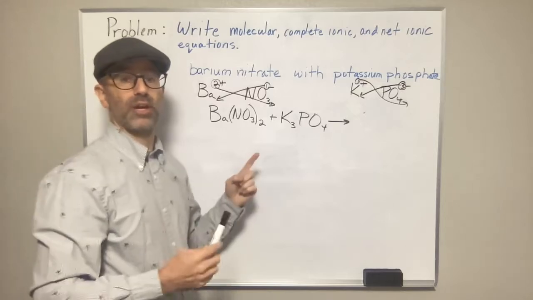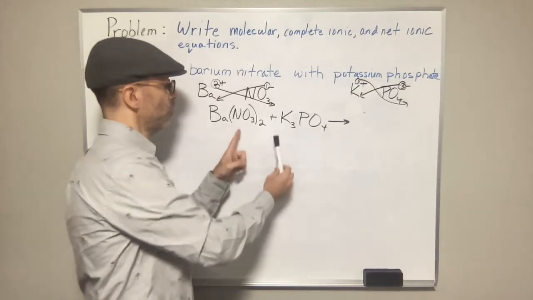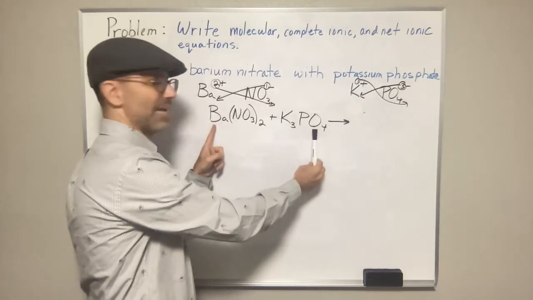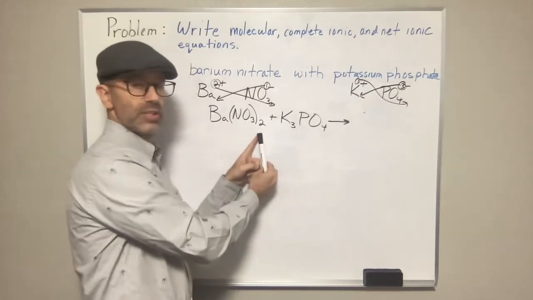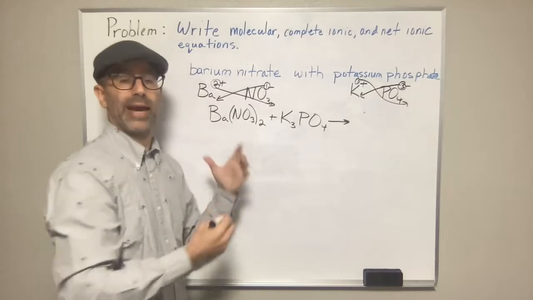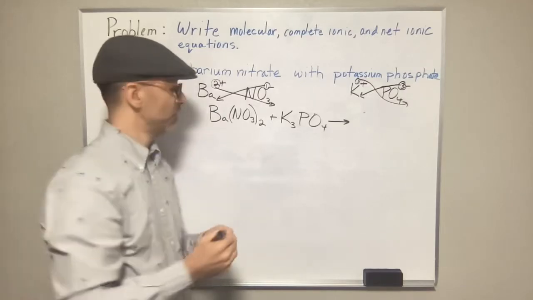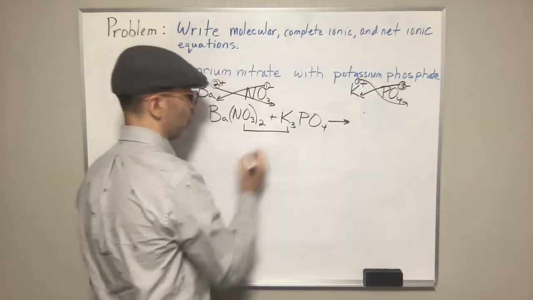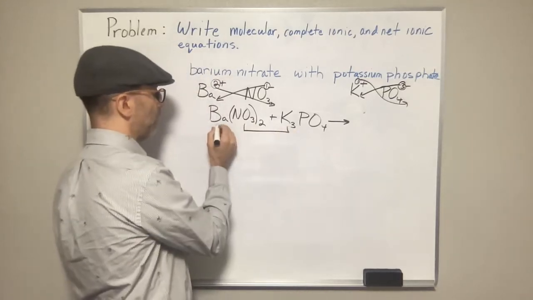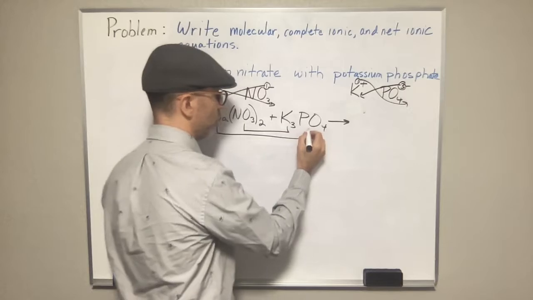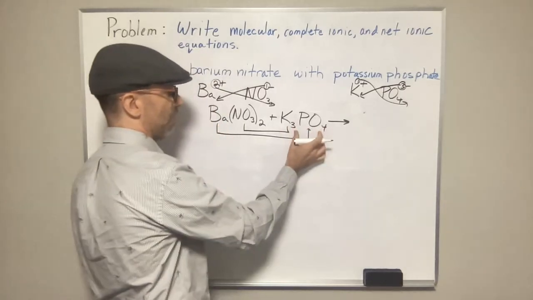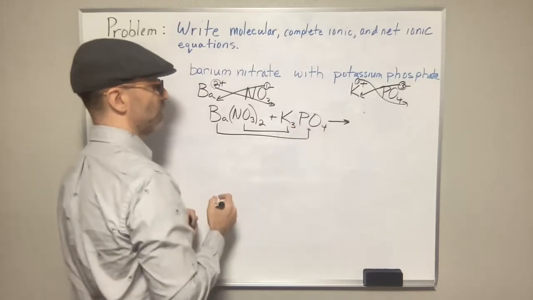That means that when you figure out your possible products, you take the inside ions and put those together, and you take the outside ions and put those together to form your products. And you've got to make sure you balance the charge. So the nitrate is going to go together with the potassium, and the barium is going to go together with the phosphate. Barium has a 2+ charge, phosphate has a 3- charge.